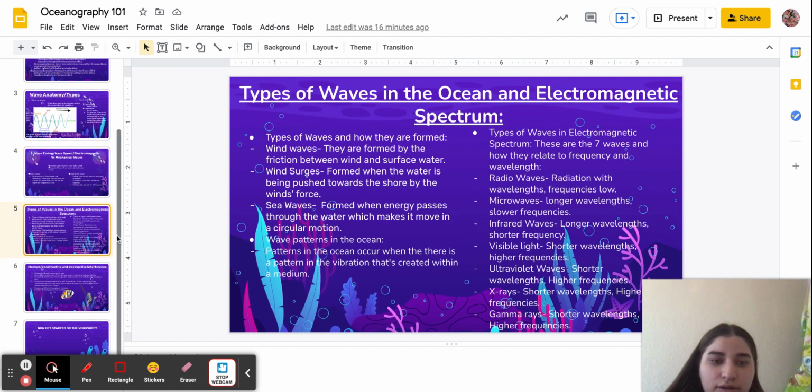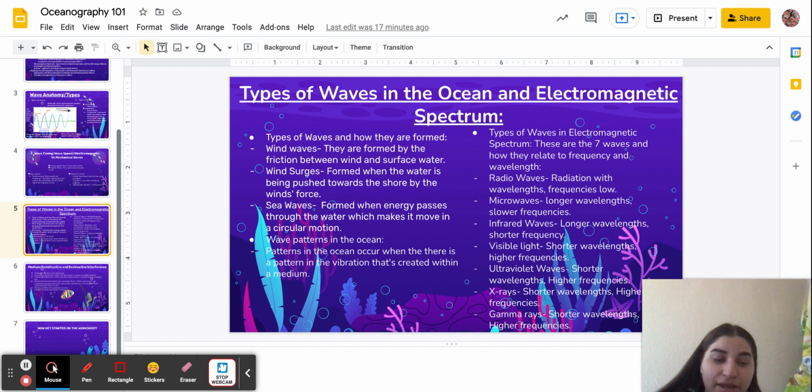The types of waves in the ocean, like there's wind waves, and those are formed because of the friction between the wind and the surface water. So the winds can blow on the surface water of the ocean, and all these waves are created in the ocean because the wind is pushing the water, making it go like that. And wind surges are formed when the water is being pushed towards the shore.